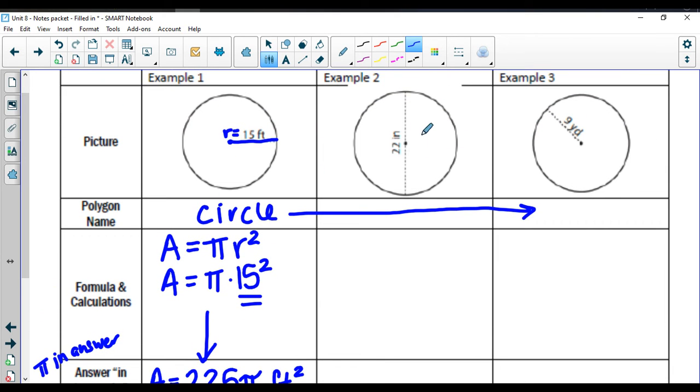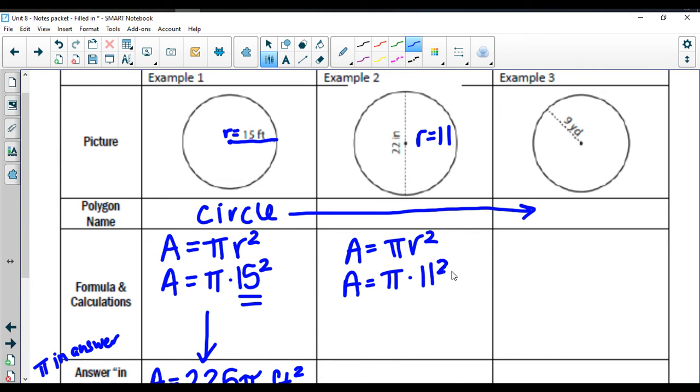For our next example, notice that we have the diameter because it goes all the way across. When that happens on the picture, I would ask you to write in what the radius is. The radius is half the diameter, so half of 22 is going to be 11. So area equals pi r squared. Remember, we're always writing our formula first.